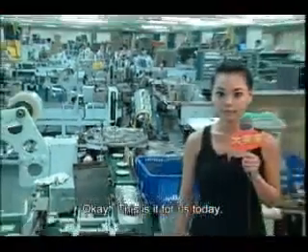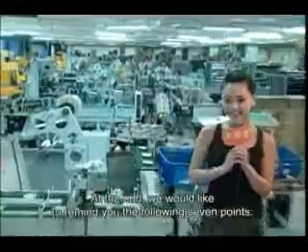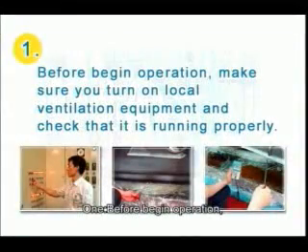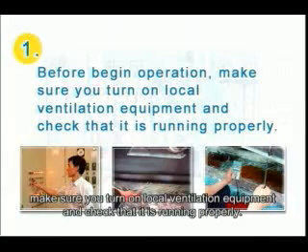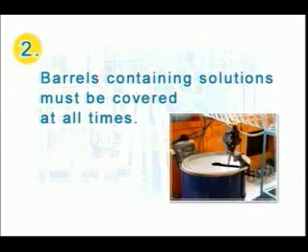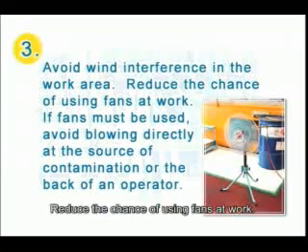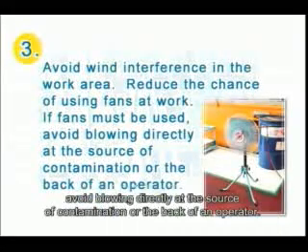Okay, this is it for us today. At the end, we would like to remind you of the following 7 points. 1. Before beginning operation, make sure you turn on local ventilation equipment and check that it is running properly. 2. Barrels containing solutions must be covered at all times. 3. Avoid wind interference in the work area. Reduce the chance of using fans at work. If fans must be used, avoid blowing directly at the source of contamination or the back of an operator.